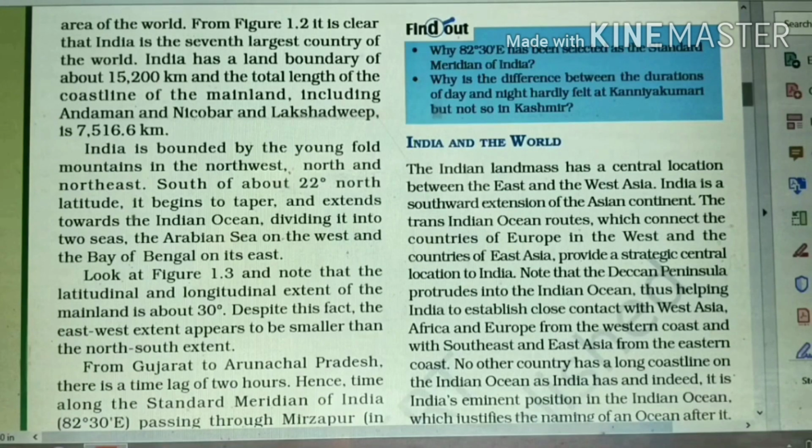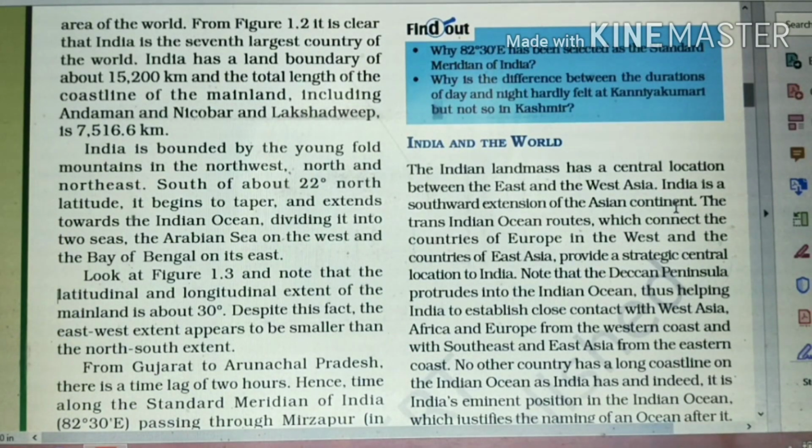India is also bounded. Bounded means from one side it is bordered with the mountains. In the south, at 22 degrees north latitude, you can see it tapers. Taper means it becomes sharper and extends toward the Indian Ocean and divides the Indian Ocean into two seas. In the west, it is called the Arabian Sea, and in the east, it is called the Bay of Bengal.